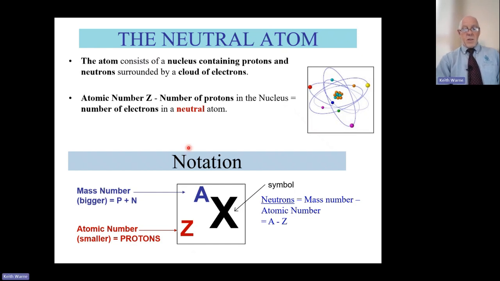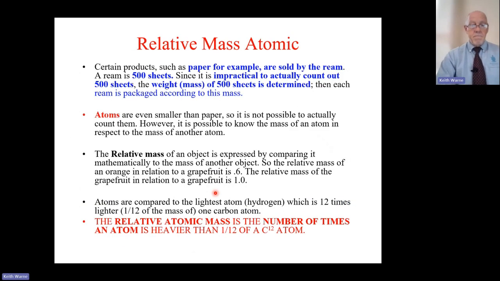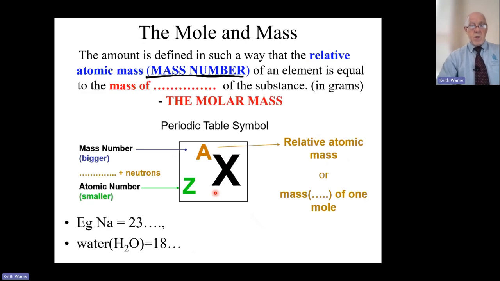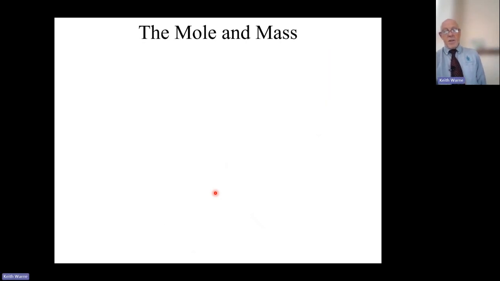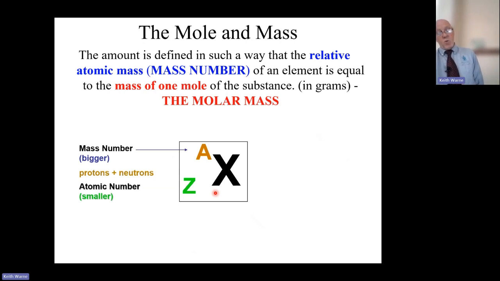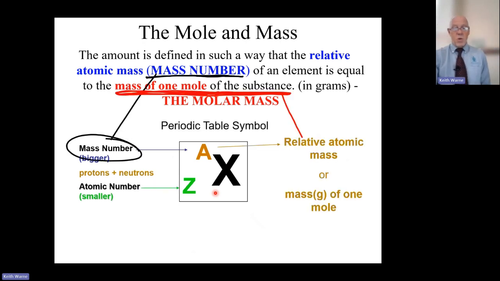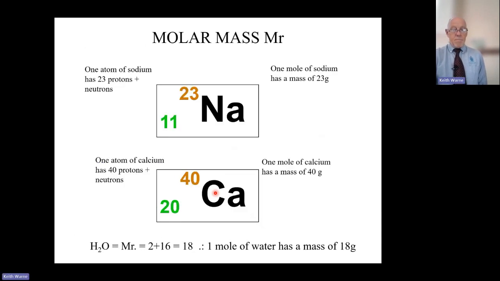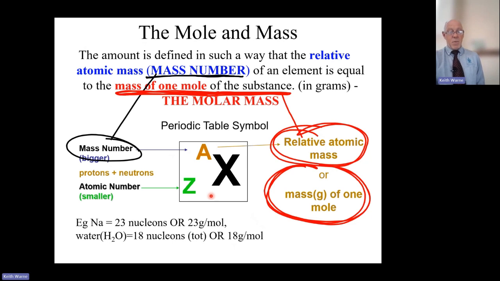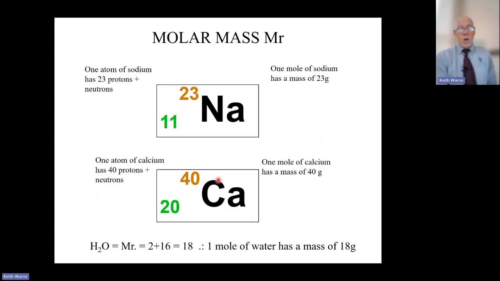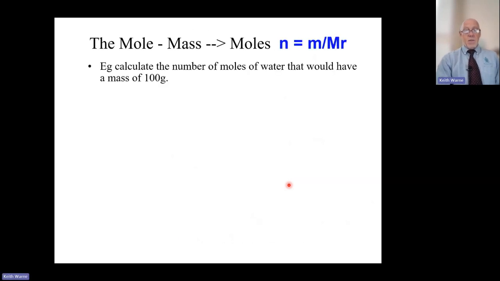Right. So I said to you that this symbol has got two meanings. Yeah, we got past there. We got to here. And I spoke to you about the fact that the mass number now has two meanings. It's the number of protons and neutrons, plus it's the relative atomic mass, or the mass of 1 mole. And this slide is basically saying the same as this slide. It's just pointing out that the 23 means it's either 23 nucleons or 23 grams per mole. And I'll do the same thing for calcium. Calcium either has 40 protons and neutrons, or you can say 1 mole of calcium has a mass of 40 grams.